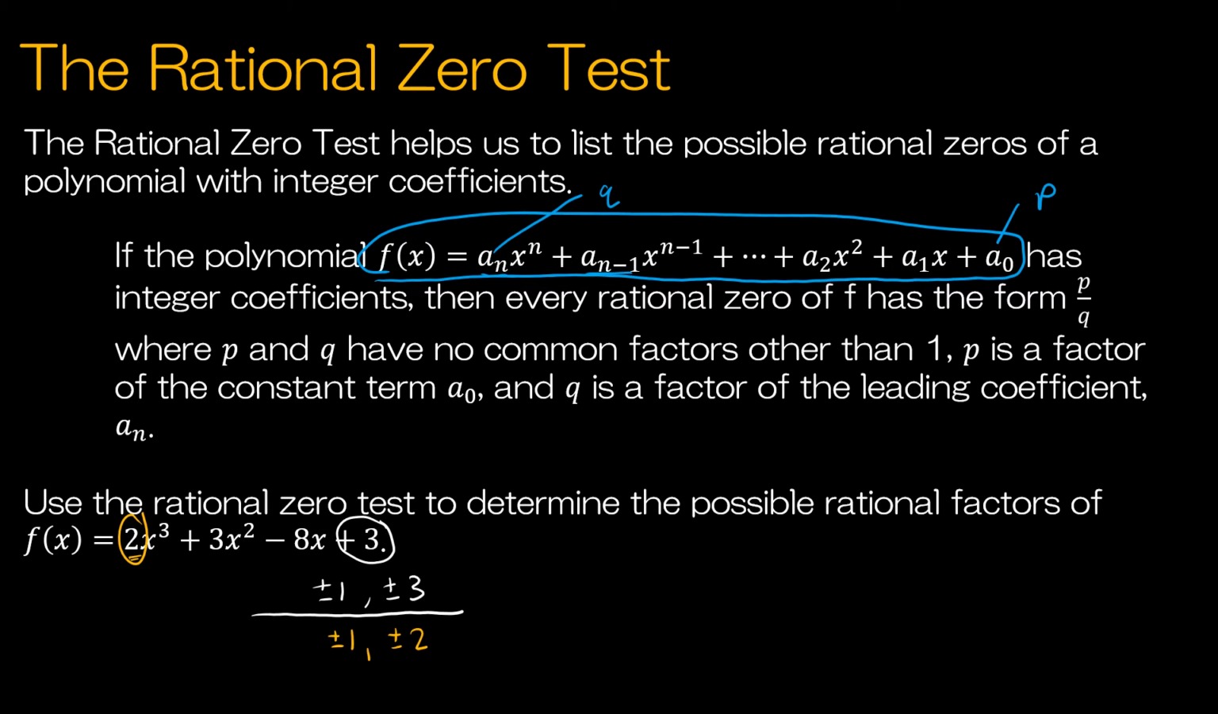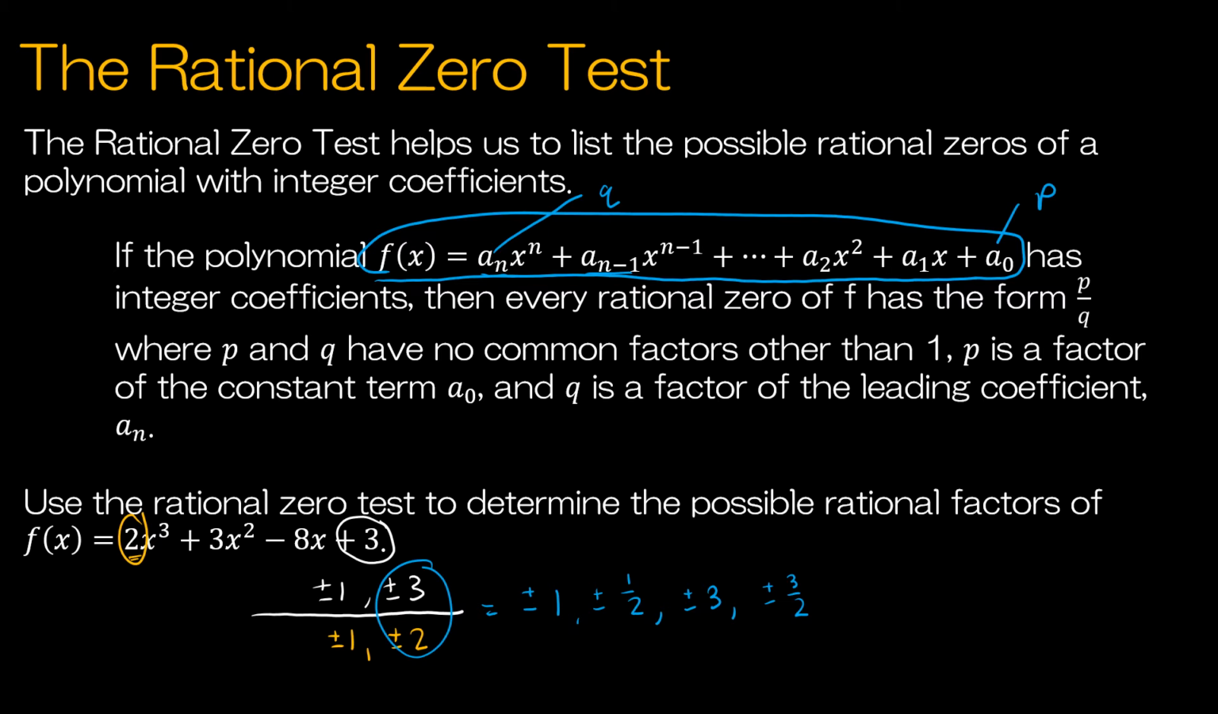So when I simplify this fraction, I'm just going to write out the list. I could have plus or minus 1 over 1, which is 1. And I could have plus or minus 1 over 2, which is plus or minus 1/2. I could have plus or minus 3 over 1, which is plus or minus 3. And I could have plus or minus 3 over 2, which is plus or minus 3/2.